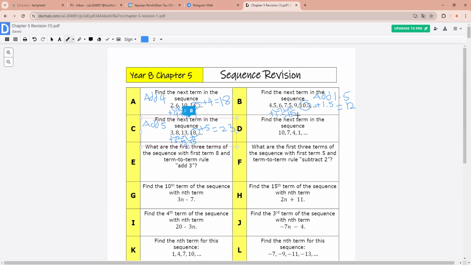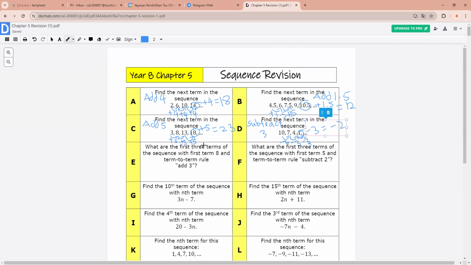Next question. We have to find the term-to-term rule. And this time, instead of adding, it's subtracting 3. So the term-to-term rule is subtract 3. So you take the last term, and then you minus 3, which gives us -2.